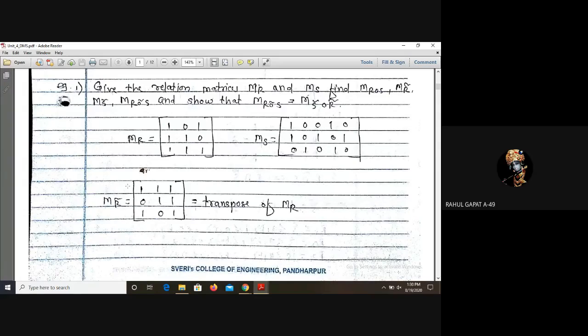Hello? Yes, ma'am. Okay. Now we have to find the matrix for S converse. The matrix for S is given, and from that you have to obtain the matrix for S converse. What will be the first column? 10010. The first row of S becomes the first column. Then the second column, 10101. Yes. And the third column, 01010. Yes. So this is the answer for M of S converse.